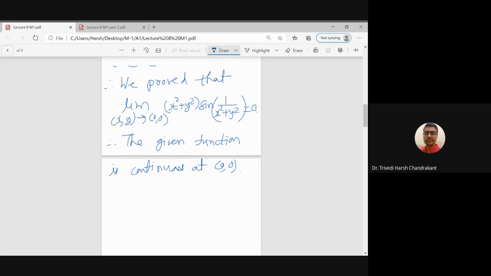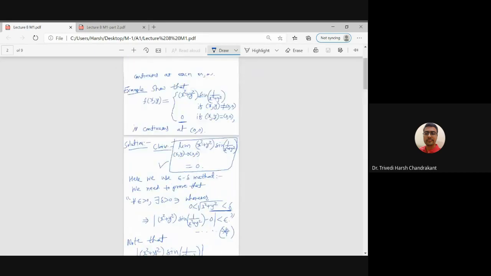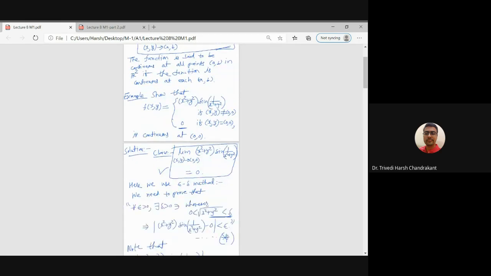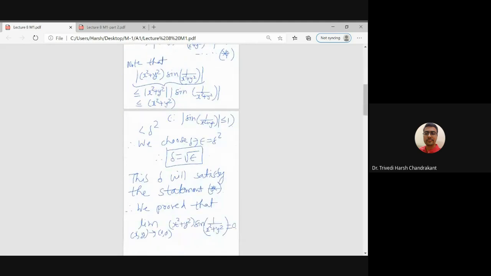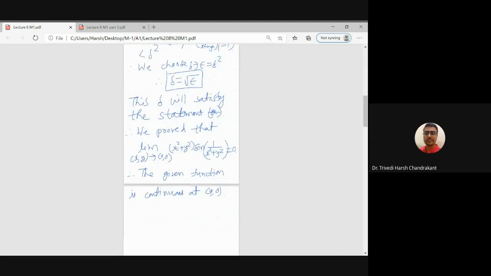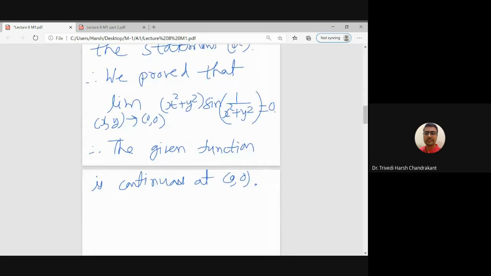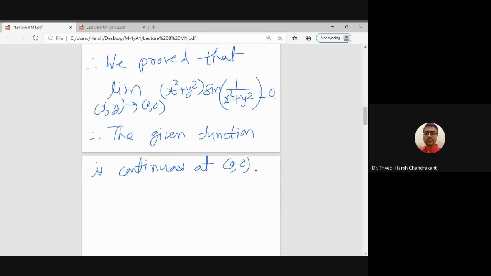So this is just to give you an idea of how we can show, if we have such an example where the given function needs to be checked at a given point, we can use this approach of the epsilon delta method to show that the limit actually exists and equals the value of the function at that point, and therefore the function itself is continuous there. So I just wanted to discuss one such example.